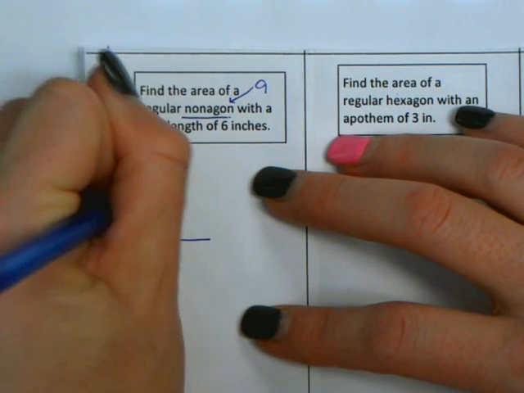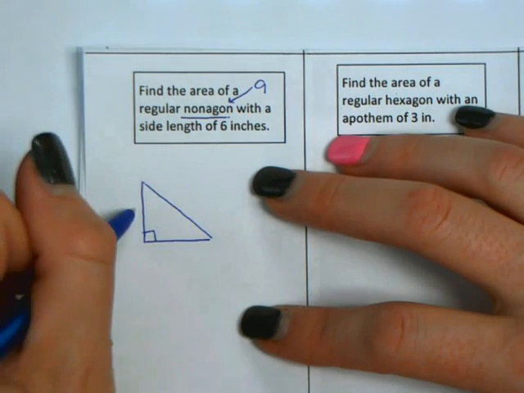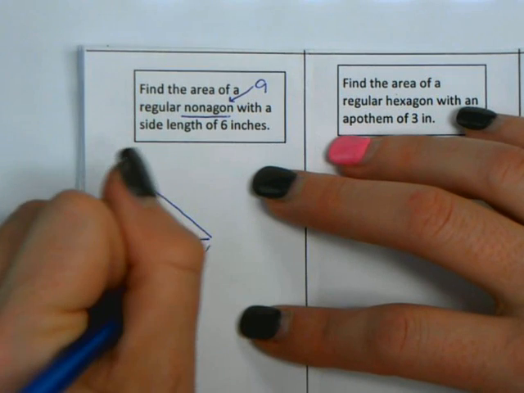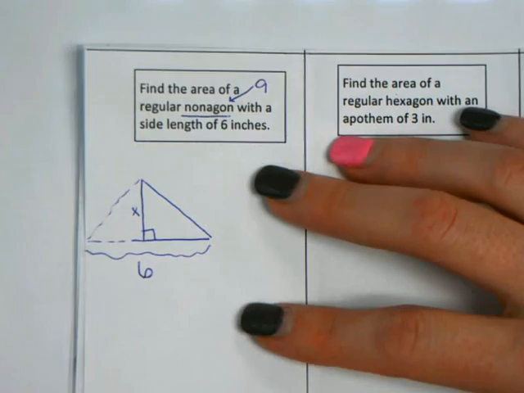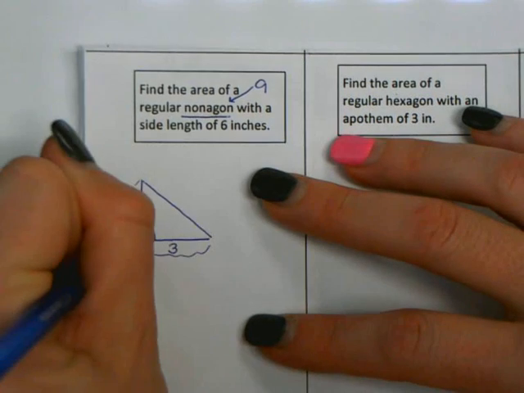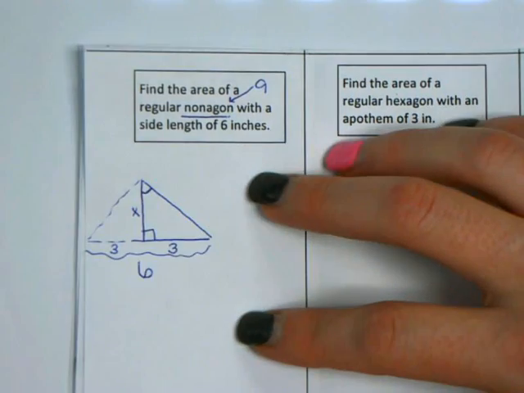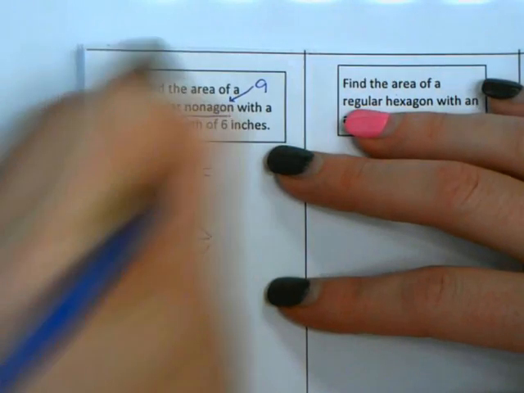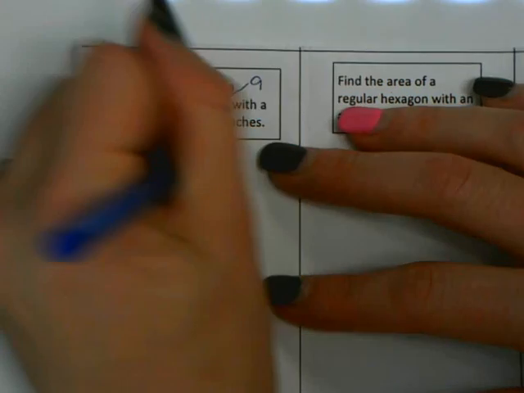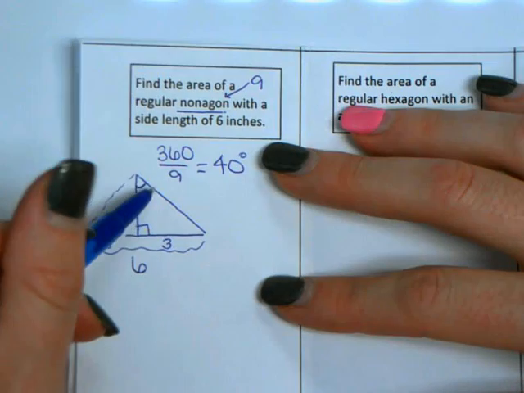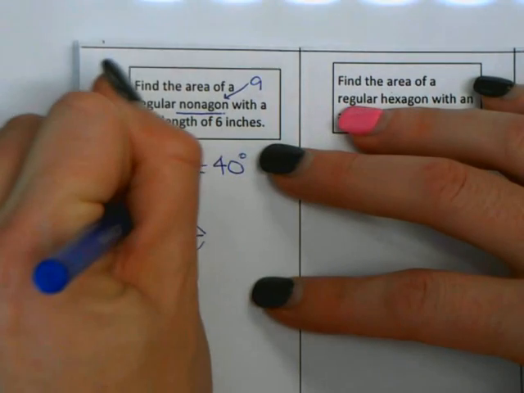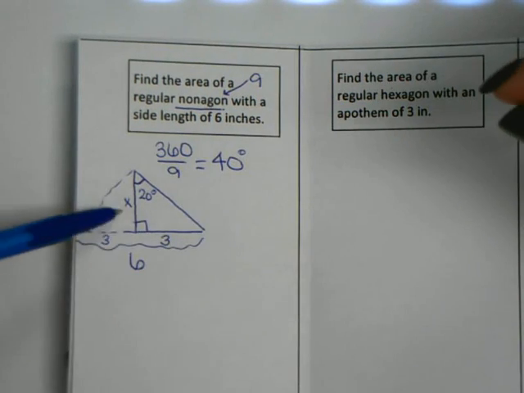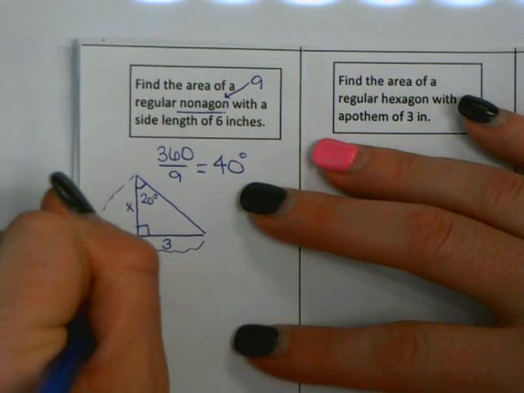And I don't really draw nonagons very well, so I'm only going to draw that interior or that inner triangle, where this is my apothem right here. This is kind of the other half. And this whole piece here is 6. That's my side. So I'm only going to be working with 3. And then I need to know this angle measurement. So if I find the central angle, so 360 divided by 9. And then remember, I'm only working with half of that inner triangle, so this is going to be 20 degrees. Now I'm ready to go.